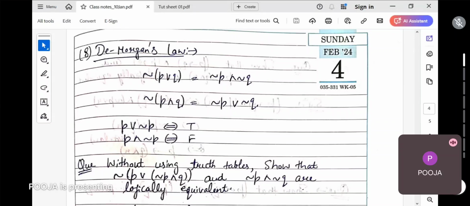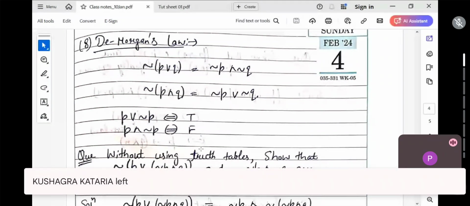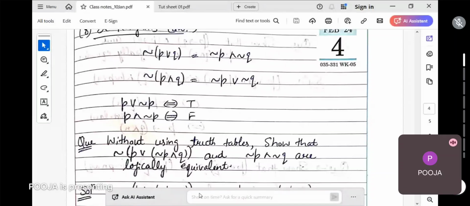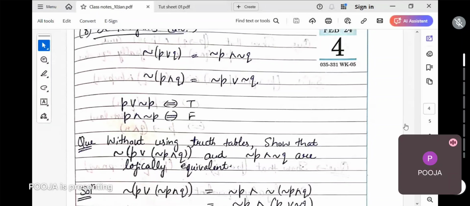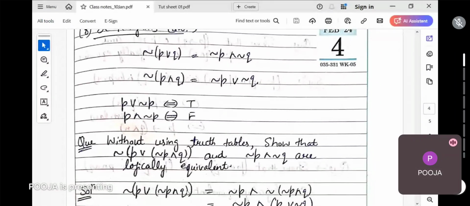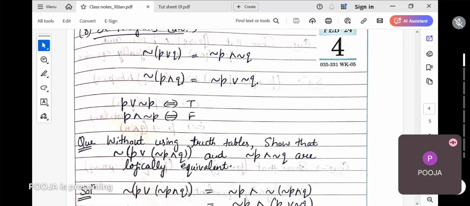In the next question, we have to show, without using truth tables, that the following two statements are logically equivalent. One way is to use a truth table, the other way is to use these laws. If it is written clearly in the question that you cannot use a truth table, and you still use one in the exam, you will not get any marks. I know you will definitely get the same result, but if it says without using a truth table, you will have to use the laws only.